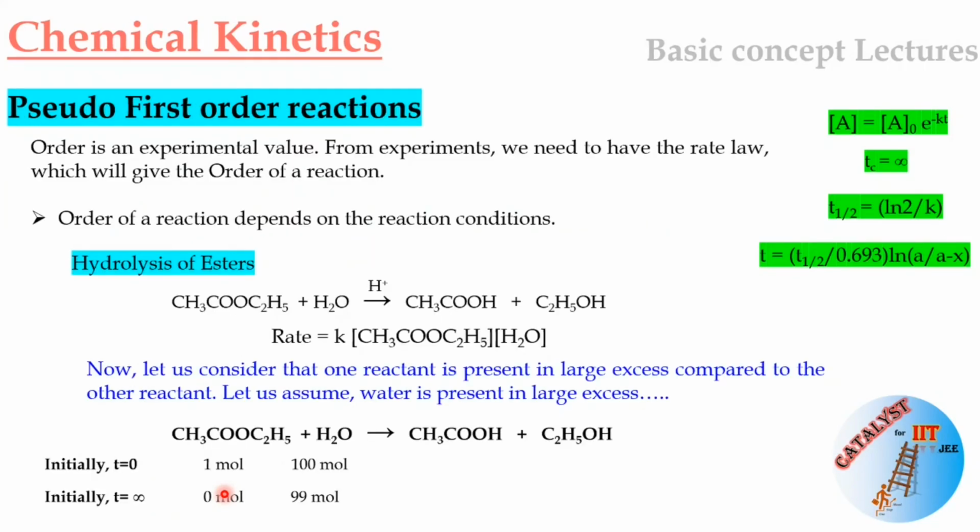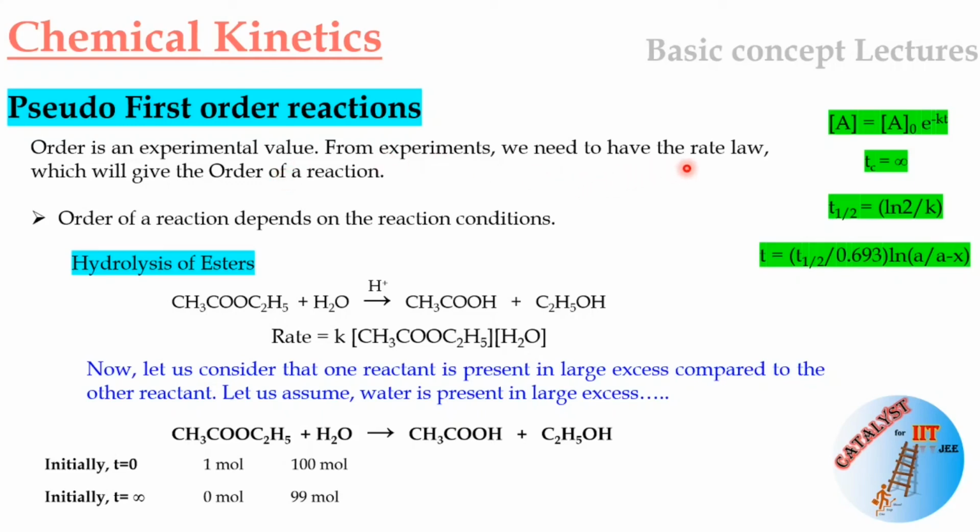Now let us move to a very interesting topic, which is pseudo first order reactions. As we have already mentioned in many lectures, order is an experimental value. So you cannot predict the order of a reaction. For simple reactions it is easy to predict, but even though, you should not predict the order of a reaction. Order can be found out from the experimentally found out rate equation.